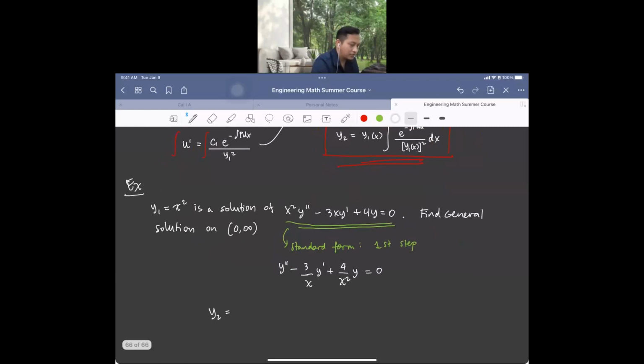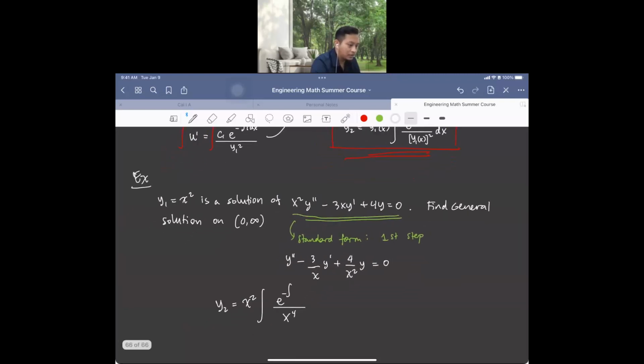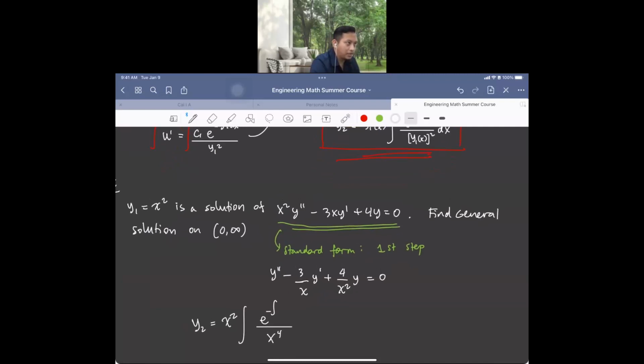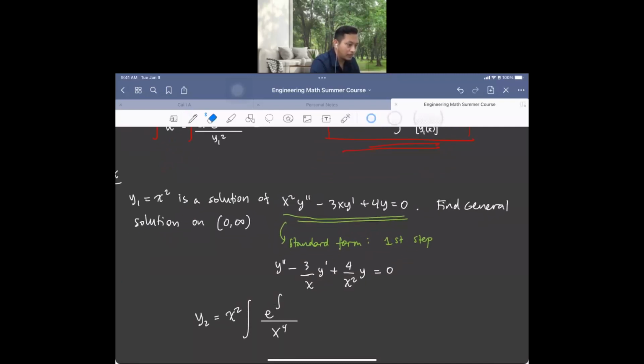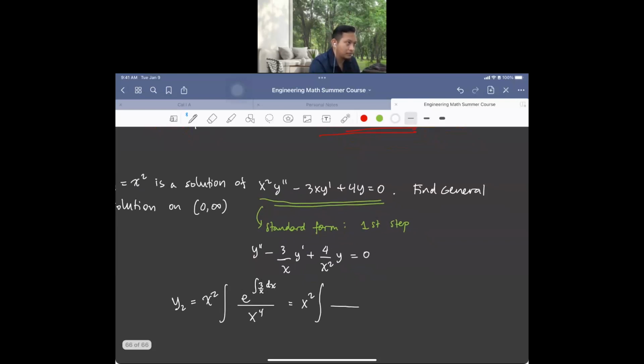Now we find from this formula, we could directly write down this y2. This y1 is x squared, and then integrations, and then x with power of 4, and then e negative. The p is negative 3, so it becomes positive. So positive, positive, it becomes 3 dx over x, 3 over x dx. Okay.